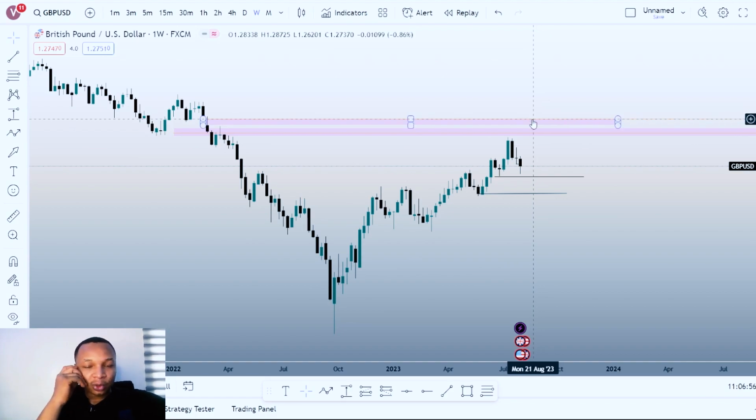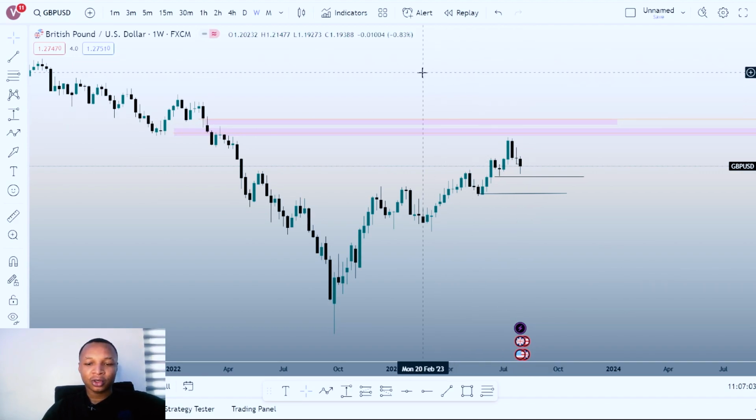This is where we're looking out for GBPUSD buys. So we're going to be taking long positions on GBPUSD going into next week unless we see otherwise. So that is for the weekly.